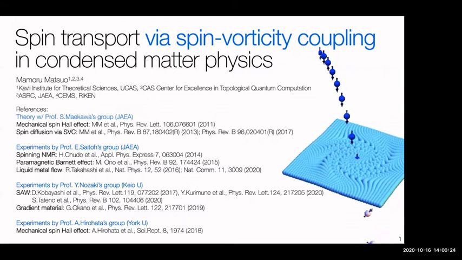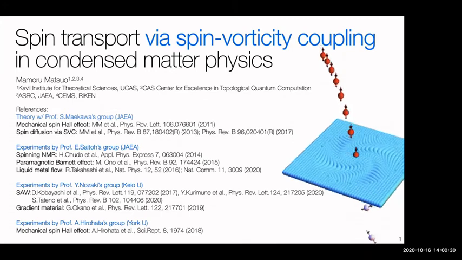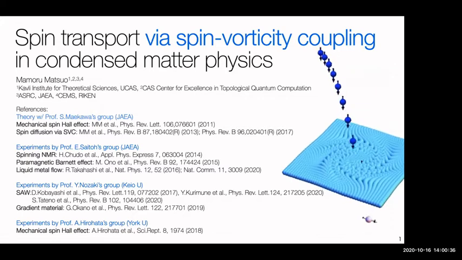First of all, I'd like to thank the organizers for giving me this nice opportunity. And today, I'd like to talk about spin transport via the spin vorticity decoupling in condensed matter physics.